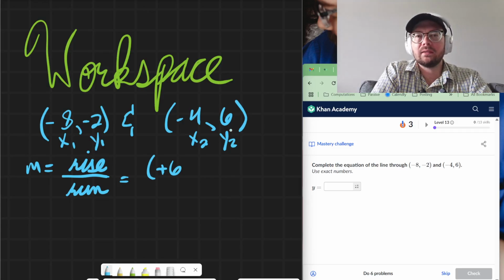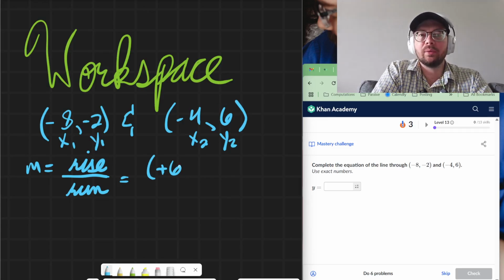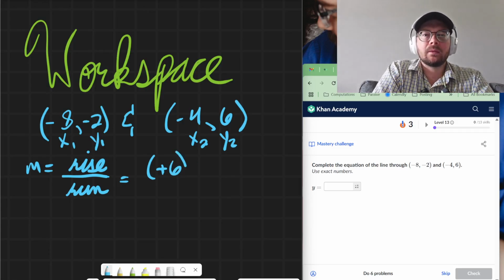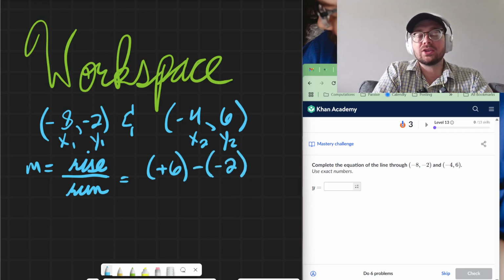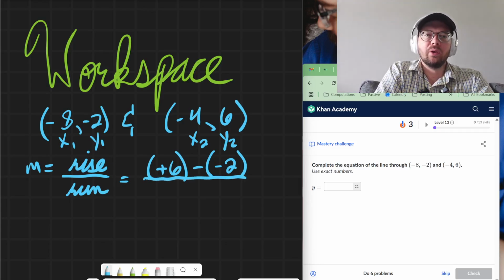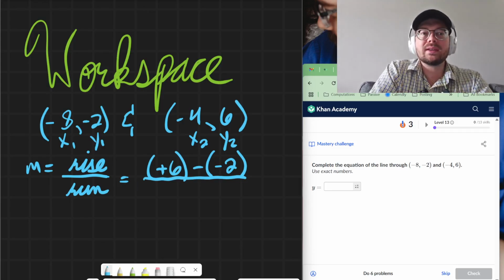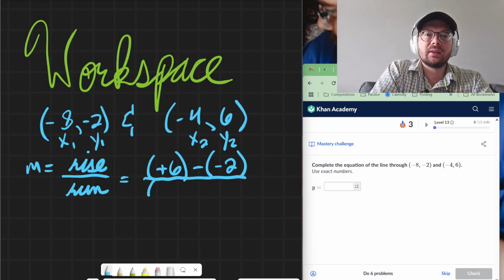So that's the second point's y value, the second point's location in the air, so to speak, minus the first point's location, which is actually underground in a way, right? Negative 2, over the amount of distance that you go horizontally, which would be the difference in x's.